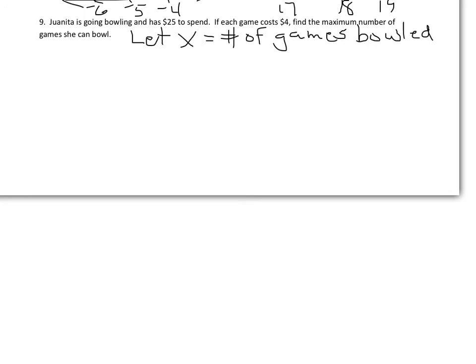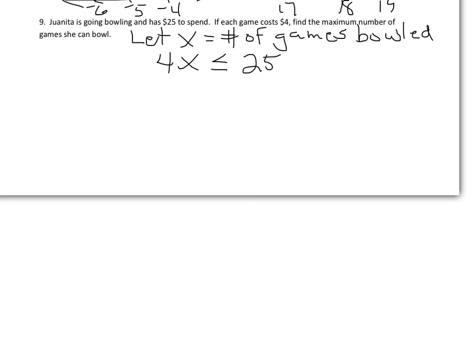Okay, so she has $25. She can't go over 25, so her amount is going to have to be less than or equal to that. She can spend up to 25, but not over that. And each game costs $4, so 4 times the number of games will give us our total cost.